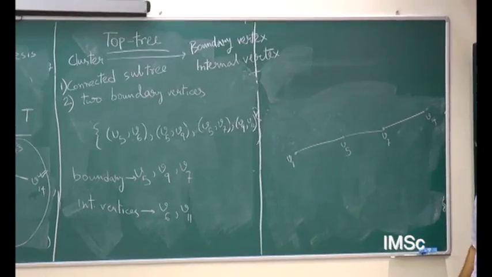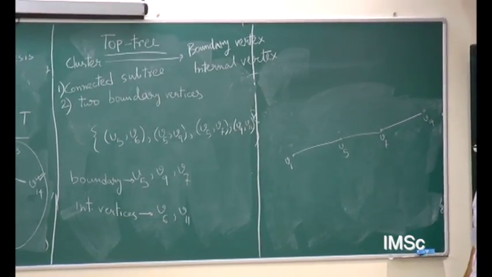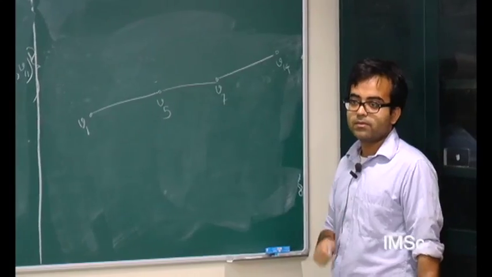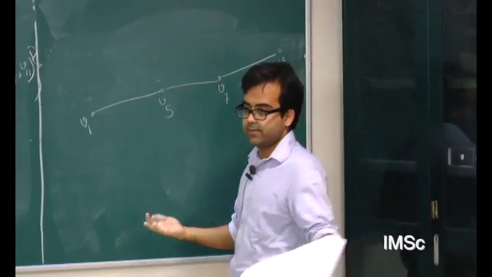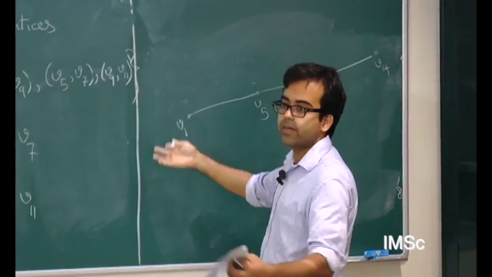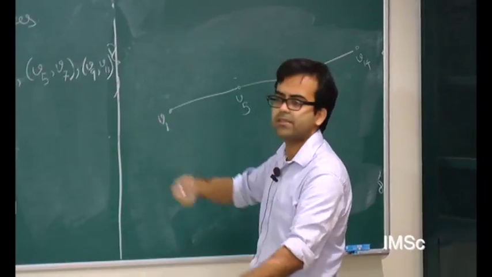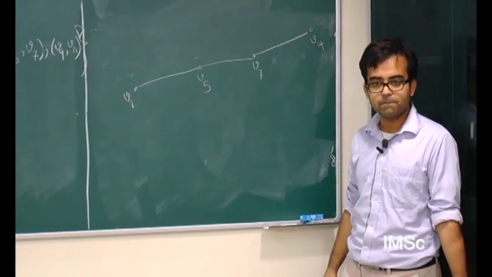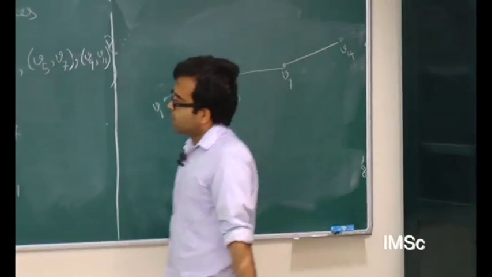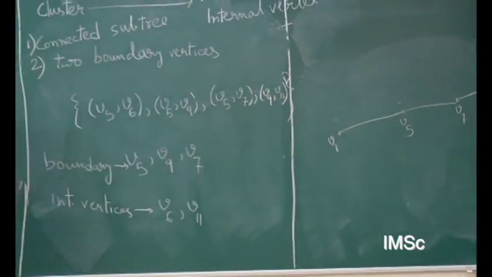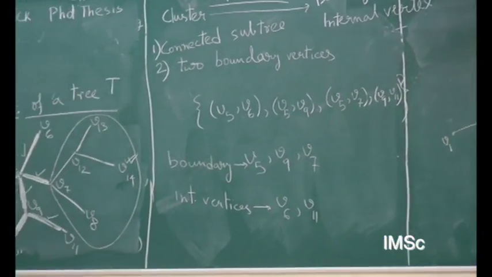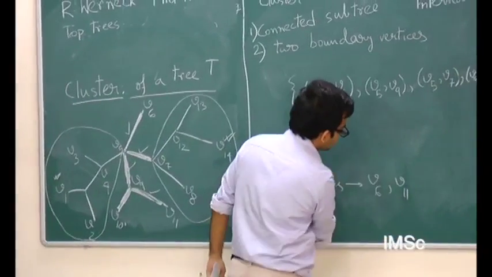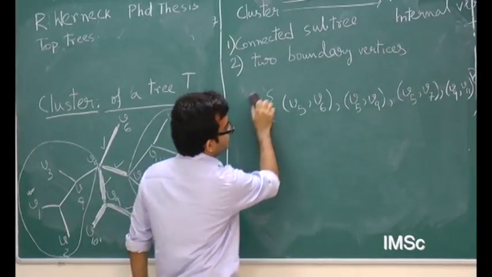Any question? Yes. So, a trivial cluster will be just an edge. Exactly. Good point. I am just going to come to that. A trivial partitioning of the graph into clusters would be to consider the individual edges as the clusters. And now I am just going to define two operations, two join operations.